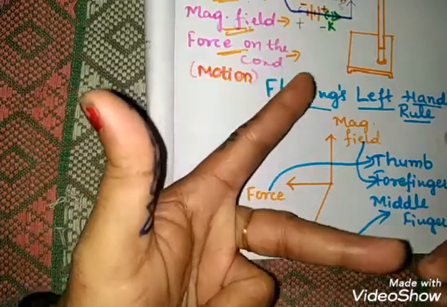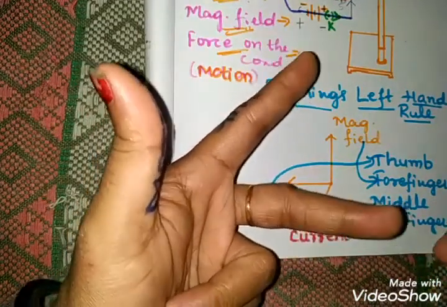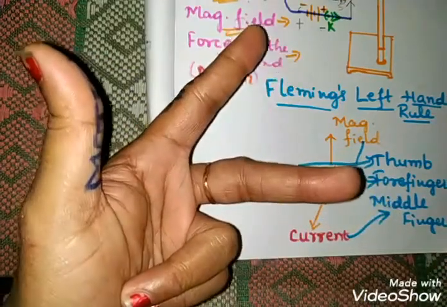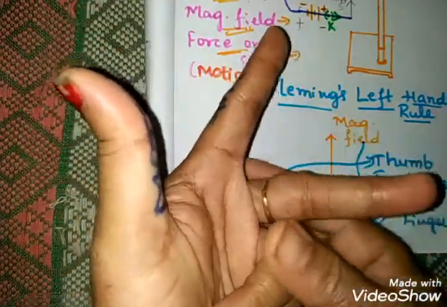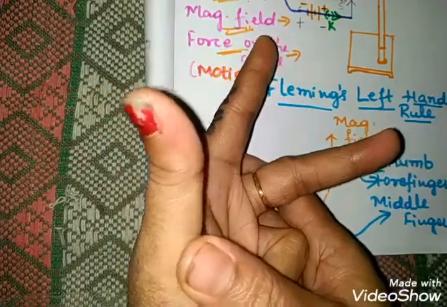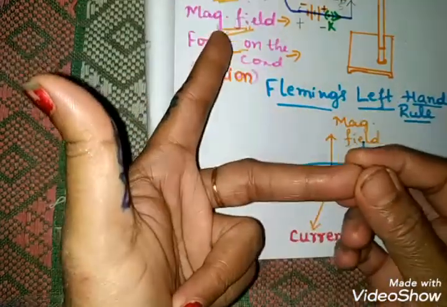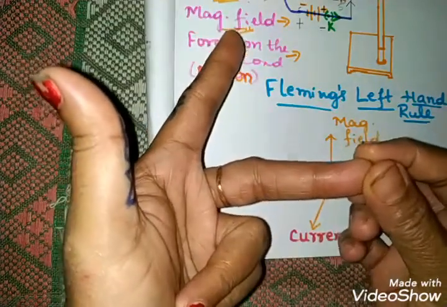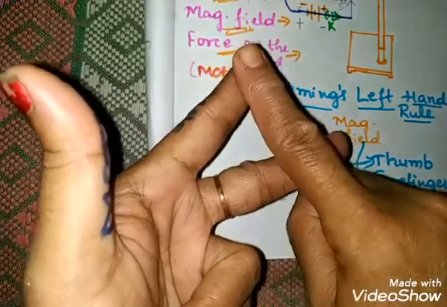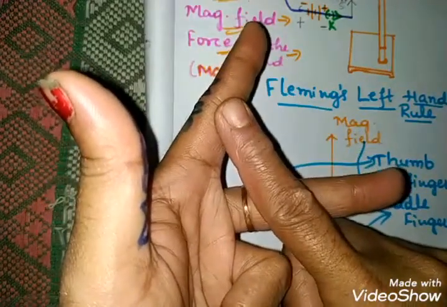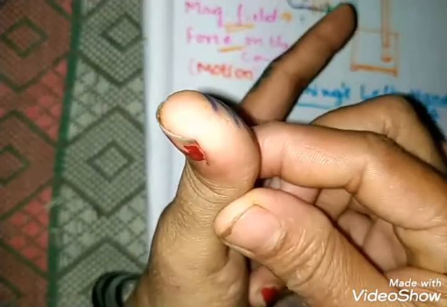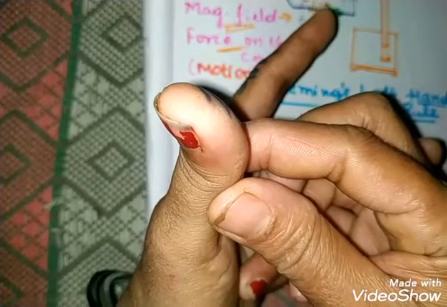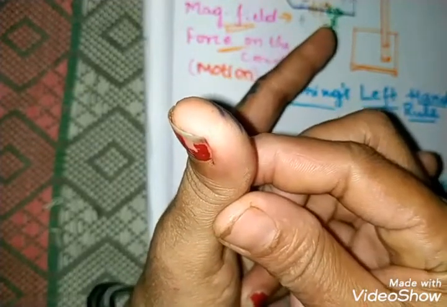Clearly observe now how to state Fleming's left hand rule to know the directions of current, magnetic field and force experienced by the conductor. When we stretch the three fingers, thumb, forefinger and middle finger of our left hand such that they are perpendicular to each other, then the forefinger indicates the direction of the magnetic field. The middle finger indicates the direction of the current, electric current. Then the thumb indicates the direction of the force experienced by the conductor.